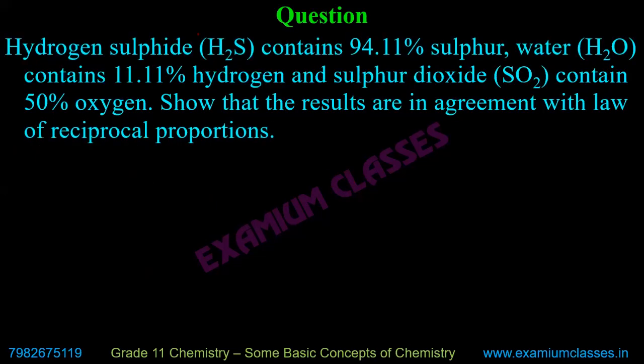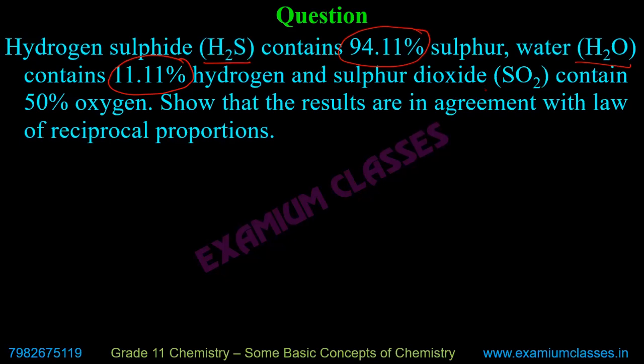Now, next question. And if you can understand this question, it means you understood the law of reciprocal proportions. Hydrogen sulfide, H2S, contains 94.11% sulfur. Water, H2O, contains 11.11% hydrogen.